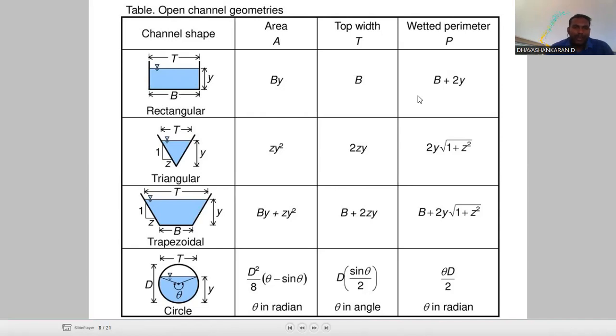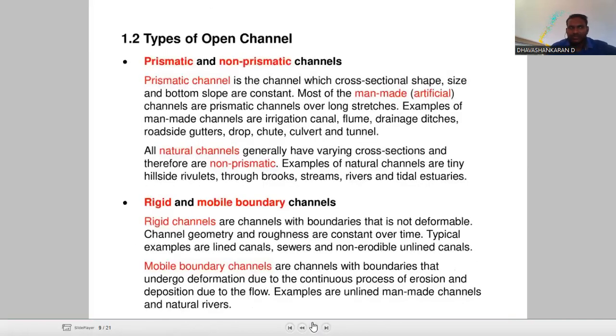Majorly, the channel will be available as a rectangular or a trapezoidal channel. There are a few more possibilities, but the possibility of a circular channel will be low. So these are the formulas for finding the area, then the top width, and then the perimeter of the channel.